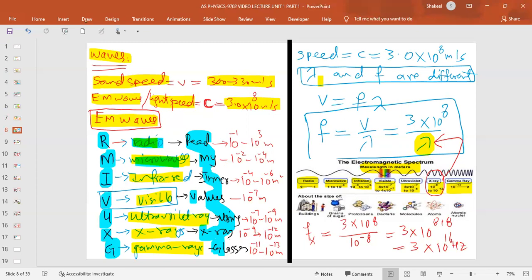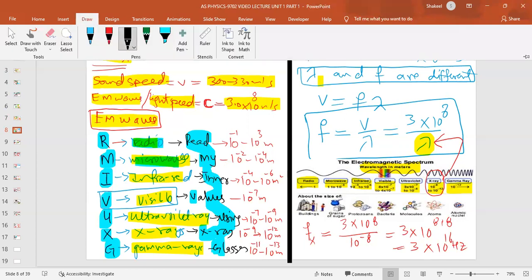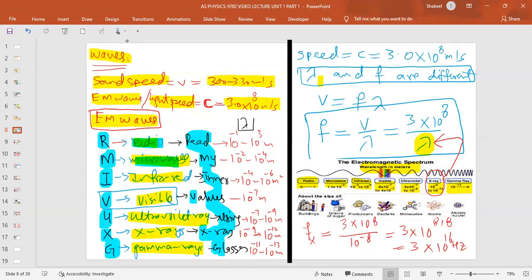So what you have to do is you have to predict the values of the wavelength, because the speed is same for all the electromagnetic waves. So all these waves are having the speed of 3 into 10 to the power 8, but their wavelength and frequency are different. So you have to memorize this wavelength.